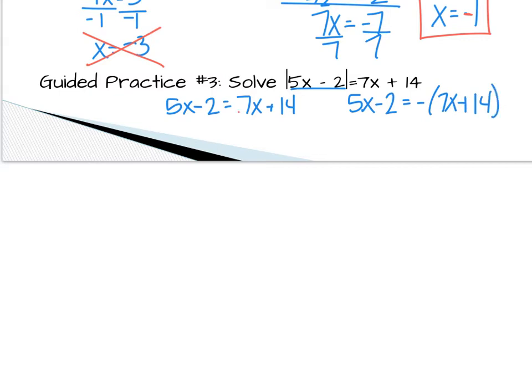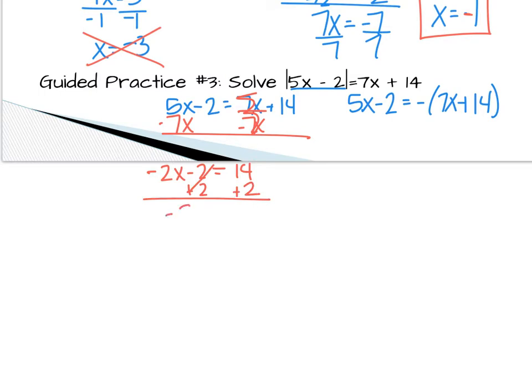So we want to take the 7x and move it to the left by subtracting. And we get negative 2x minus 2 equals 14. Add 2 to both sides. So negative 2x equals 16. Divide both sides by negative 2. And you get negative 8.